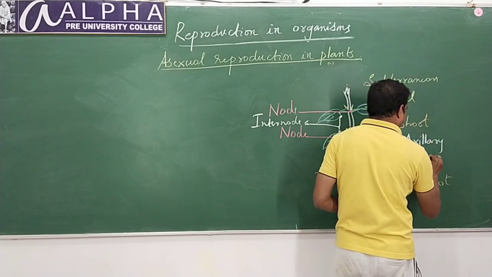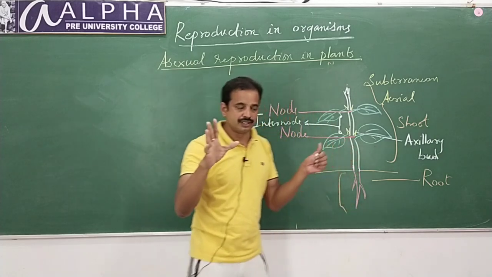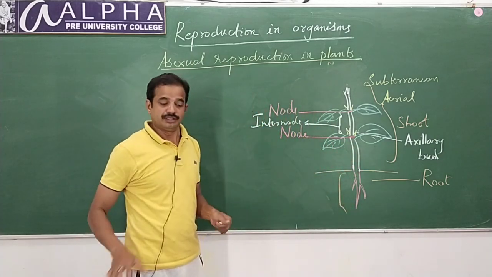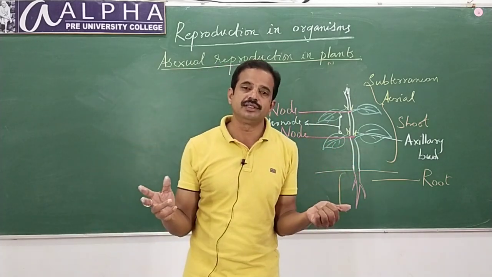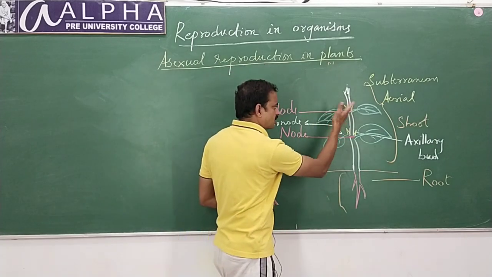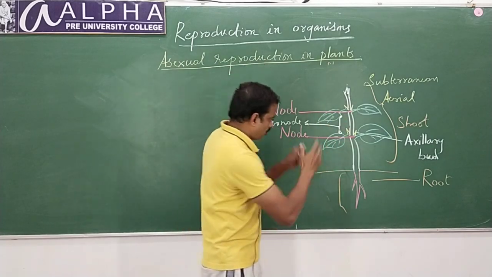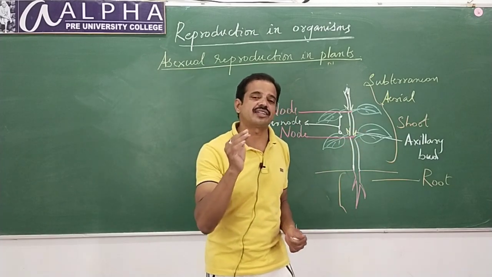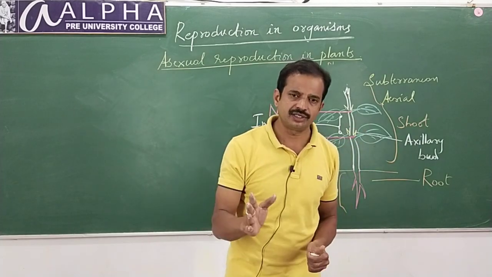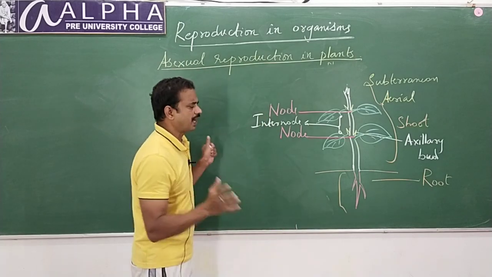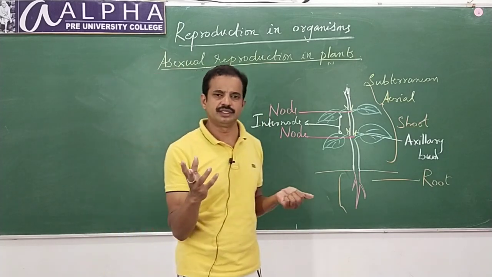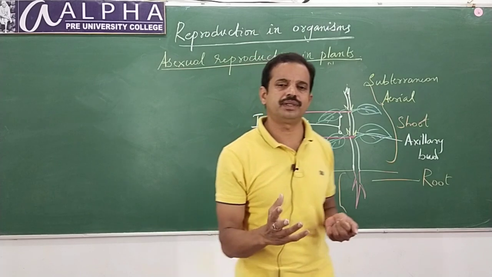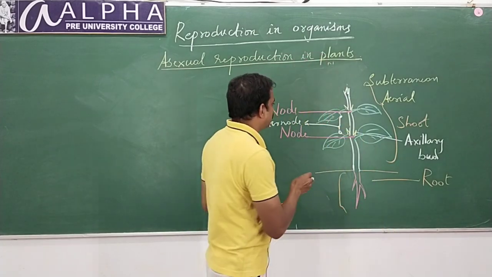Axillary bud. Okay, so above the ground, the aerial part of the body of a plant, the shoot, has got nodes and internodes in its stem. Nodal region bears leaves, and in between the leaf and the stem there is the presence of the axillary bud. Right?